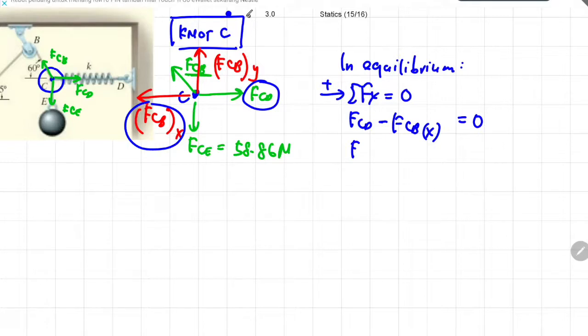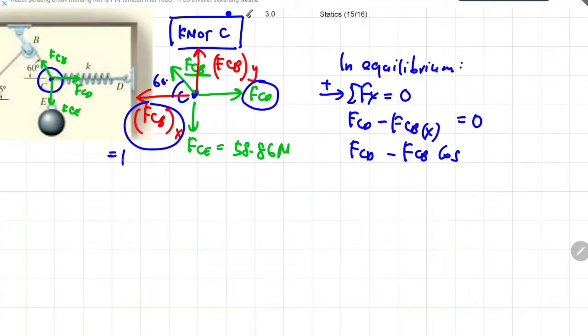Now, FCD is still unknown, so I bring it down. And then FCB along the x direction can be calculated using the formula FCB cos 60 degrees. So you recall the previous chapter if you don't know. And then the summation should be equivalent to 0. I cannot solve this. There are two unknowns here. So I cannot do anything here.